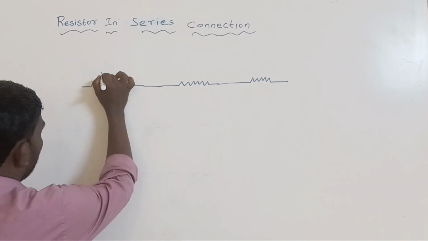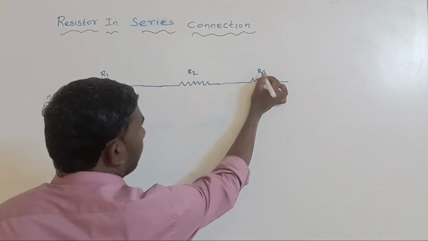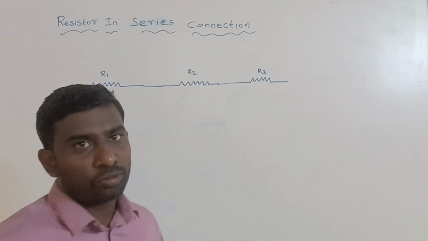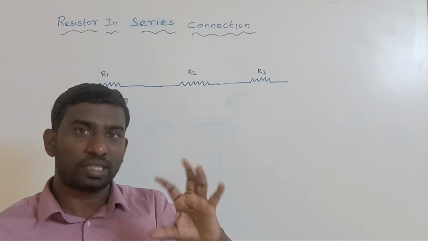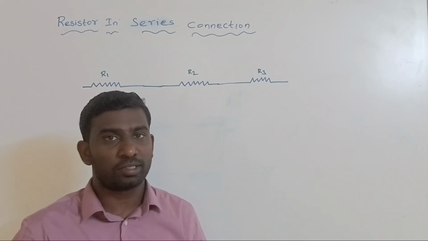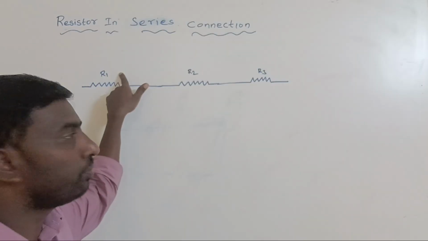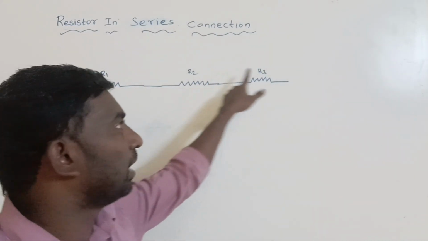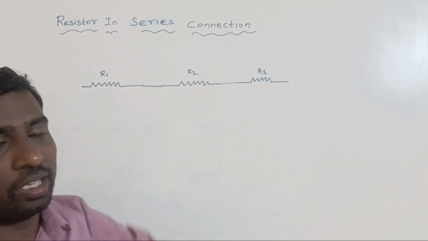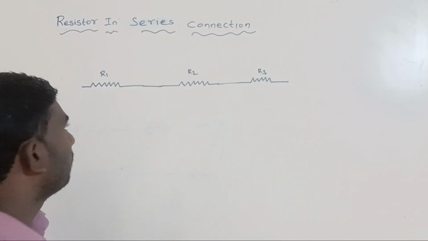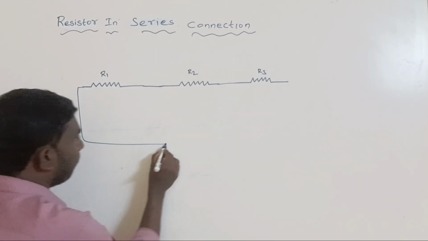There are R1, R2, R3. Why am I giving R1, R2, R3? That means different resistances. Different resistors, considered as a 1 ohm, a 2 ohm, and a 3 ohm. So different resistors are connected in series. Afterwards we connect them to the battery.